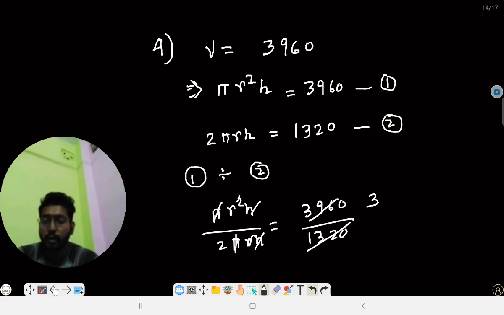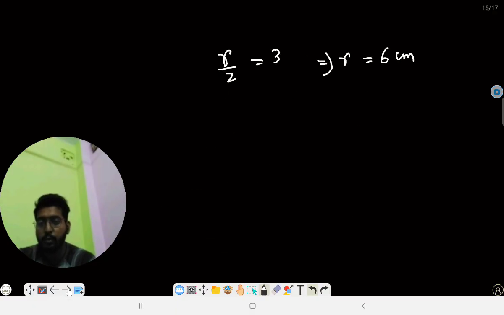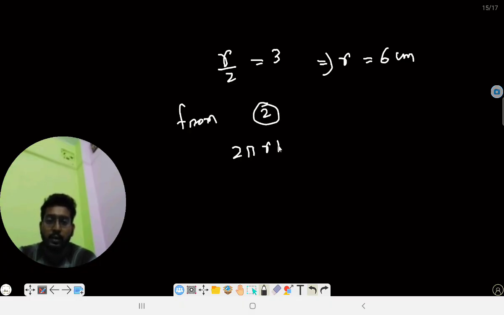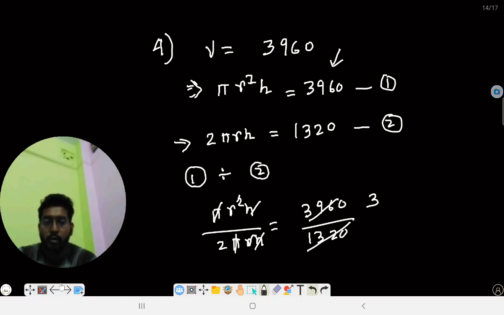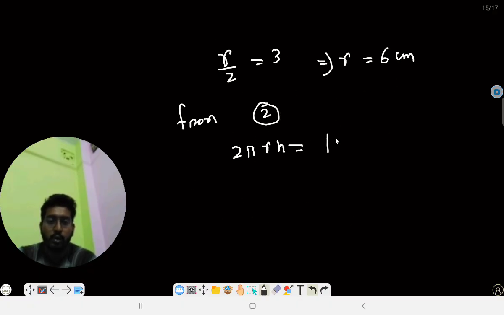Then now we have to find the height. To find the height, we can put any one of the values here, either here or here also. Here we are putting in equation 2. From equation 2, what we will get? 2 pi r h, this value is given, equals 1320.